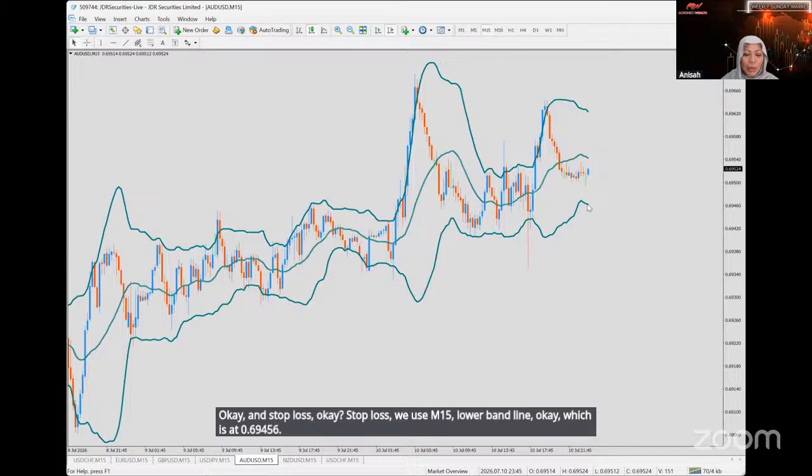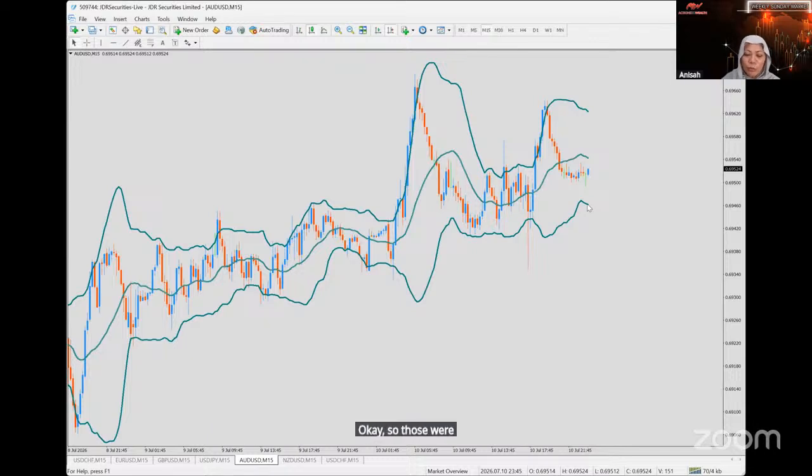Okay, so those were the outlook for Aussie dollar. Next, moving on to our next pair, which is Kiwi dollar.